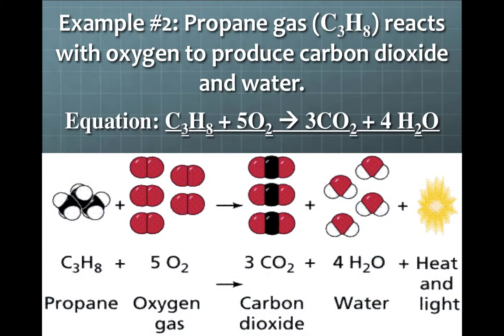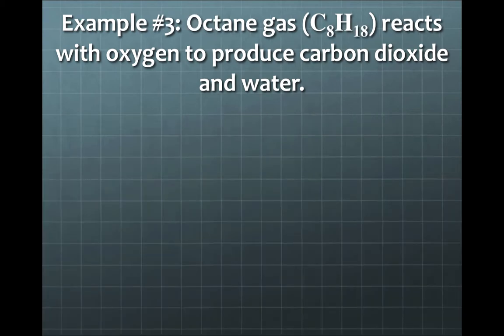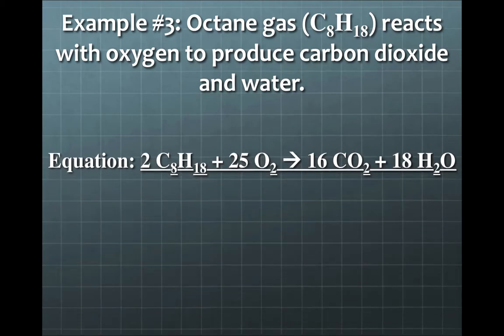So propane, C3H8, reacts with 5 oxygens to produce 3 carbon dioxides and 4 waters. I already balanced it for you, but if you notice, the reactants are the hydrocarbon and oxygen, and the products are CO2 and water. Okay, last one, octane gas, which is the main component of gasoline, reacts with oxygen to produce carbon dioxide and water.